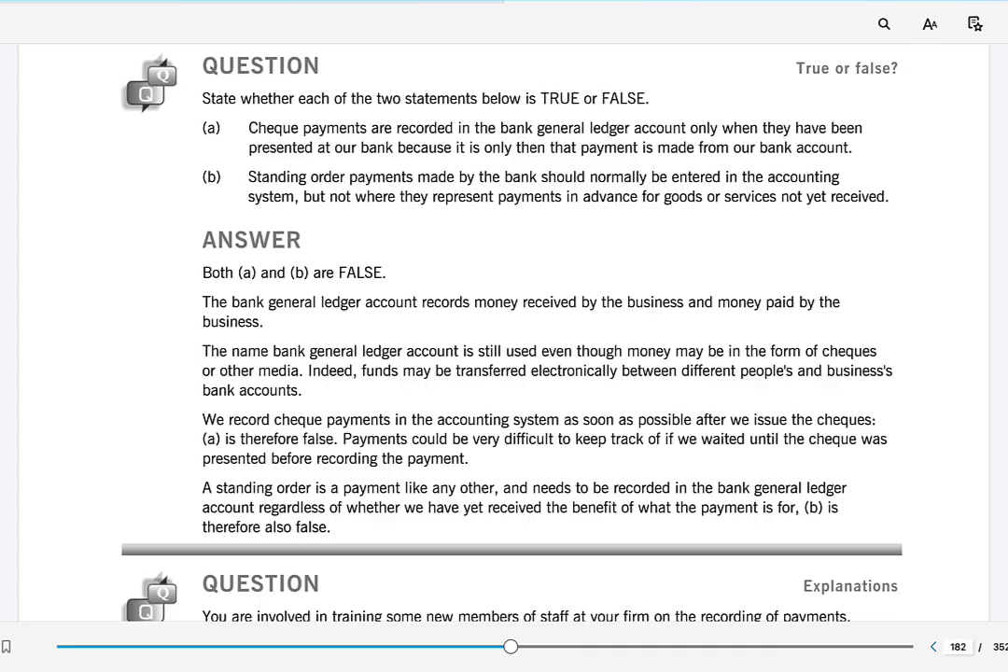A check payment is recorded in the bank general ledger when the check is written and sent, not when the check is later presented at the bank. That is why Statement A is false.